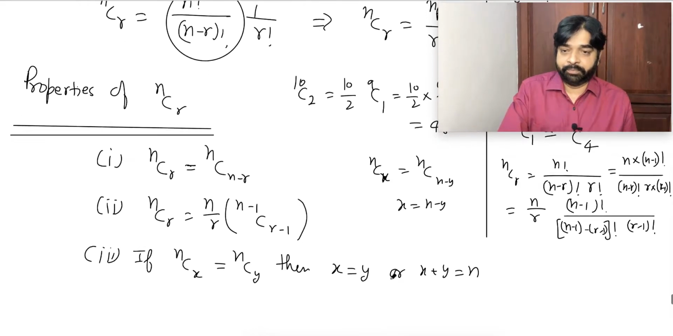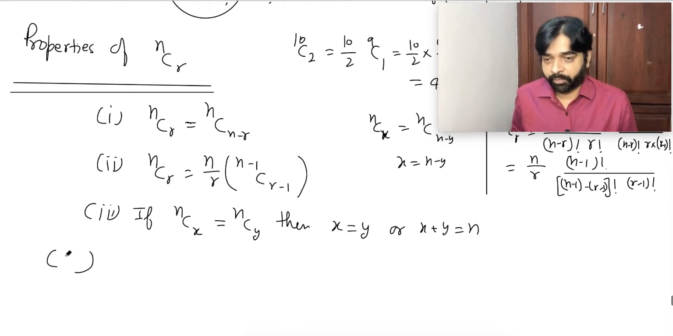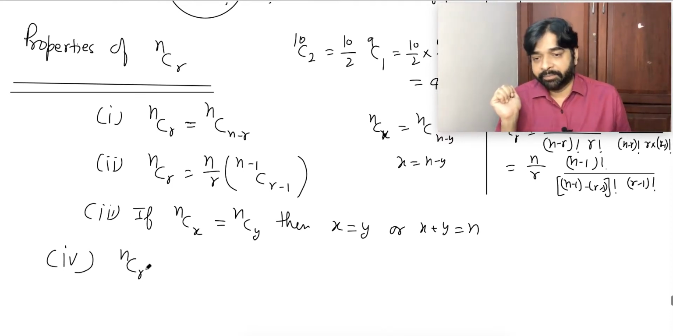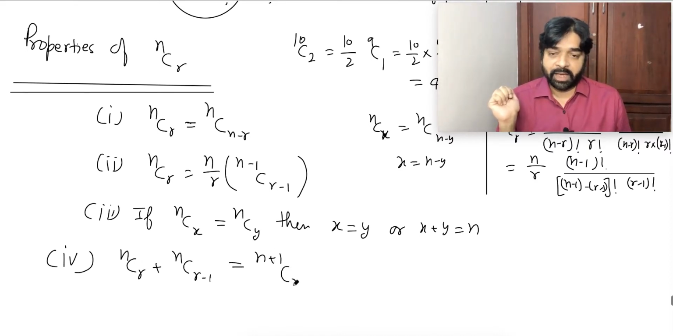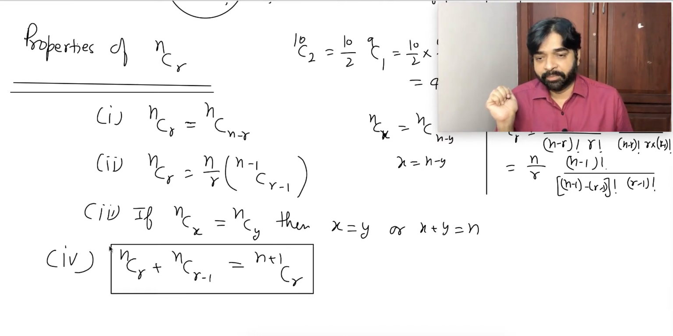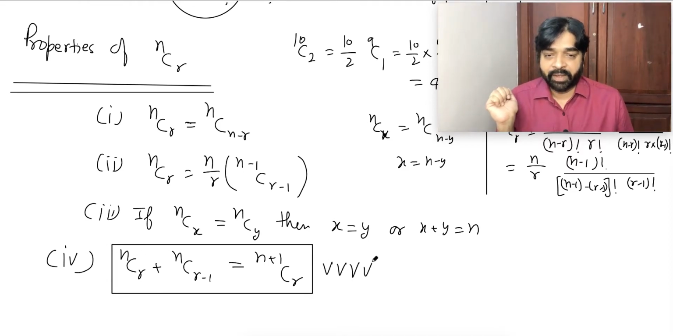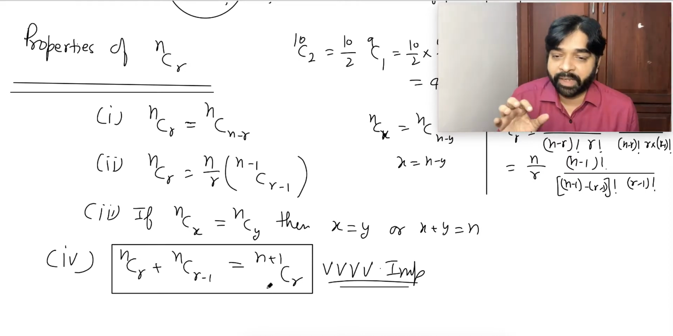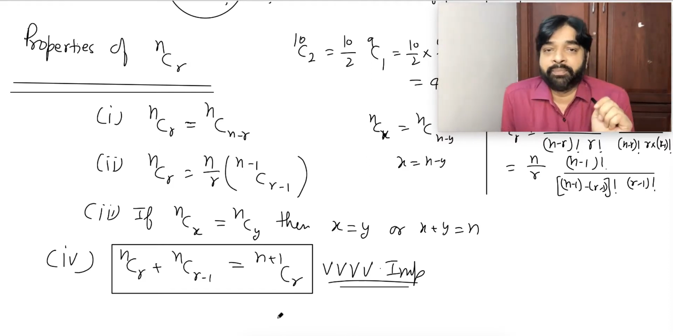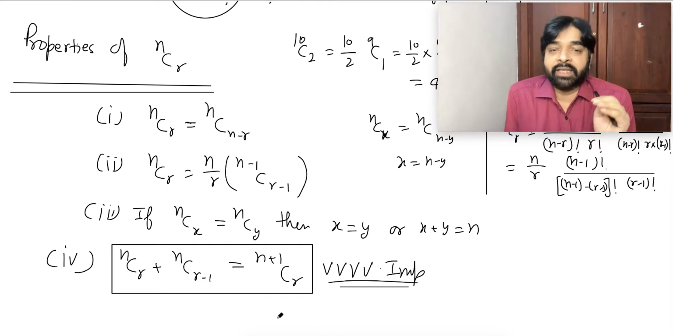Next one. Fourth one. NCR plus NC r minus 1 is equal to N plus 1 C r. Very much important. Very, very, very, very important. It's one of my favorite expressions which we use for solving algebraic questions in the binomial theorem and elsewhere. NCR plus NC r minus 1 is always equal to N plus 1 C r.